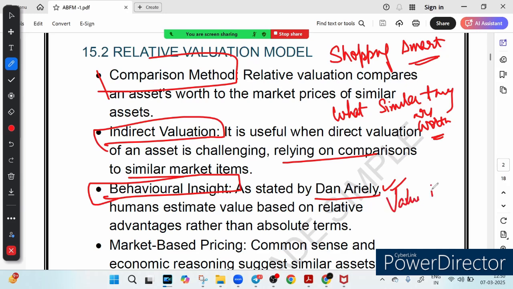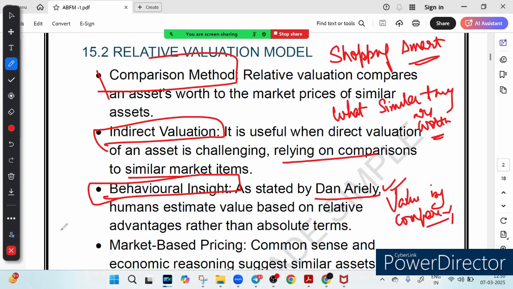People don't see in absolute terms, rather we judge value by comparing, whether it is choosing a job, a salary, a phone, or even a stock price. Value is done by comparison. We don't see the absolute thing. So that is called behavioral insight.